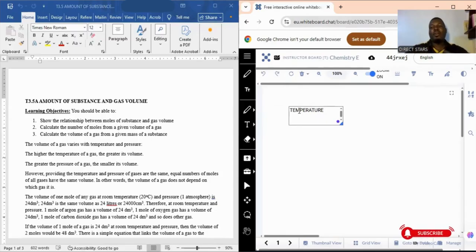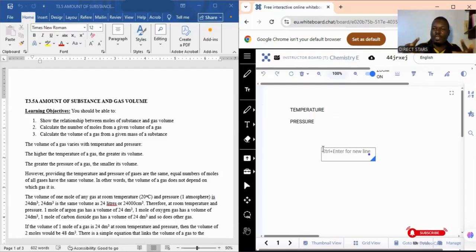And the other parameter we are going to be holding constant is pressure, because pressure has an inverse relationship with volume. If you take a balloon and you press the balloon, you know what will happen. The mounting pressure affects the volume of the gas inside the balloon. It becomes compressed. So the more pressure you exert, the smaller the volume gets. So pressure has an inverse relationship with volume.